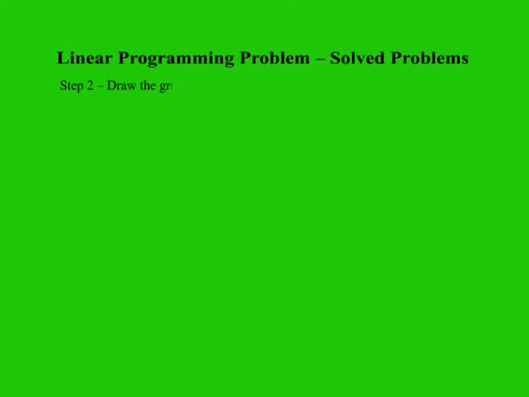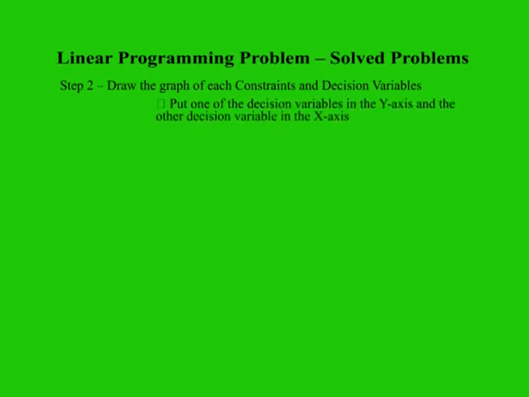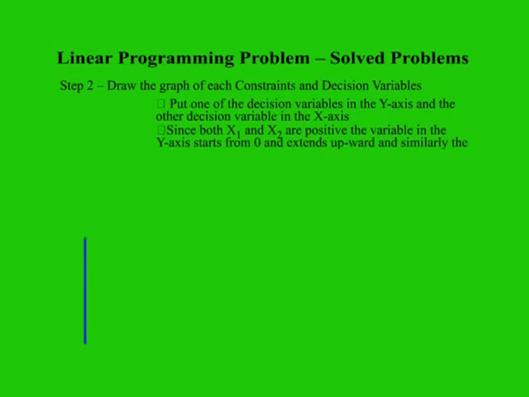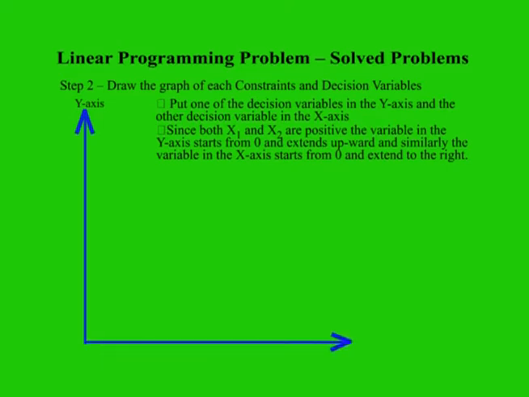Step 2, draw the graph of each constraint and decision variables. Put one of the decision variables on the y-axis and the other decision variable on the x-axis. Since both x1 and x2 are non-negative, the variable on the y-axis starts from 0 and extends upward, and similarly, the variable on the x-axis starts from 0 and extends to the right.